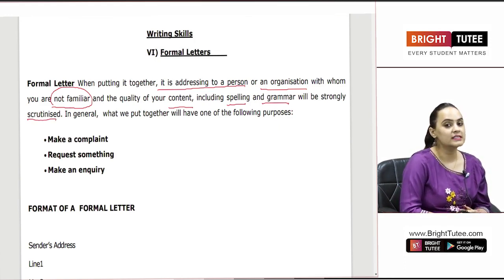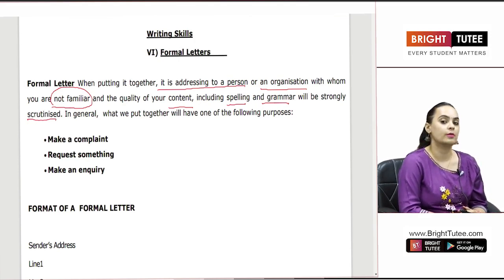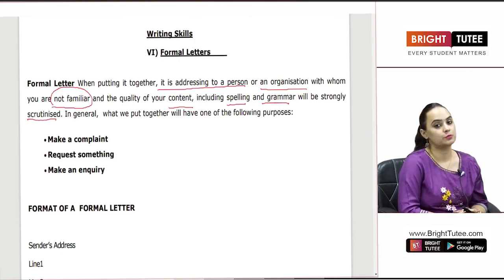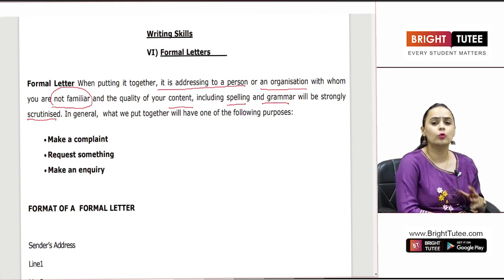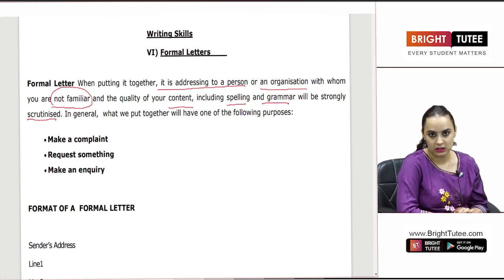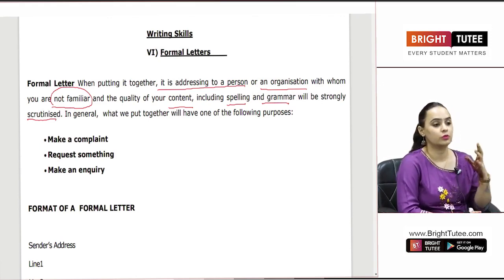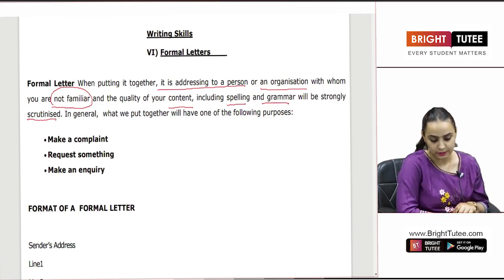So when you are sending a formal letter to somebody or to some organization, there is one thing that you have to be sure of, that the person is going to go through your letter with utmost scrutiny. Every spelling, your grammatical errors, what you have written, everything is going to be scrutinized well.